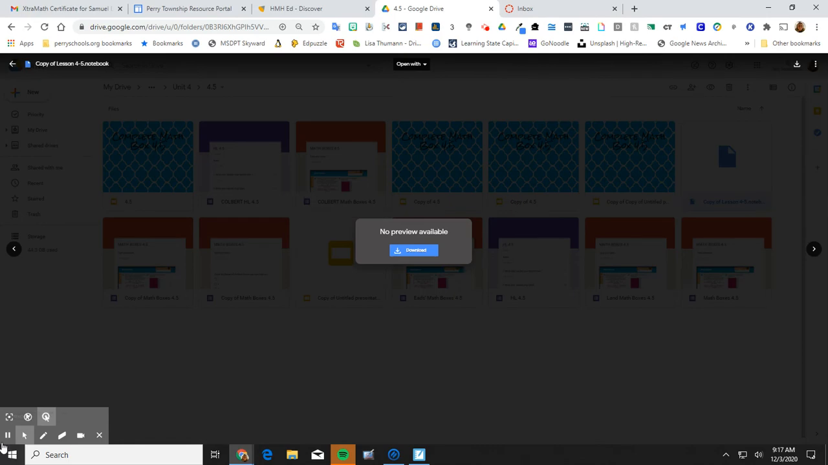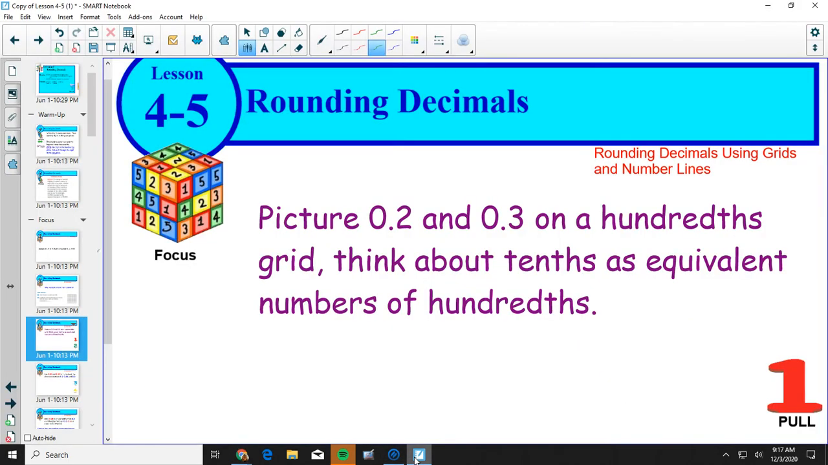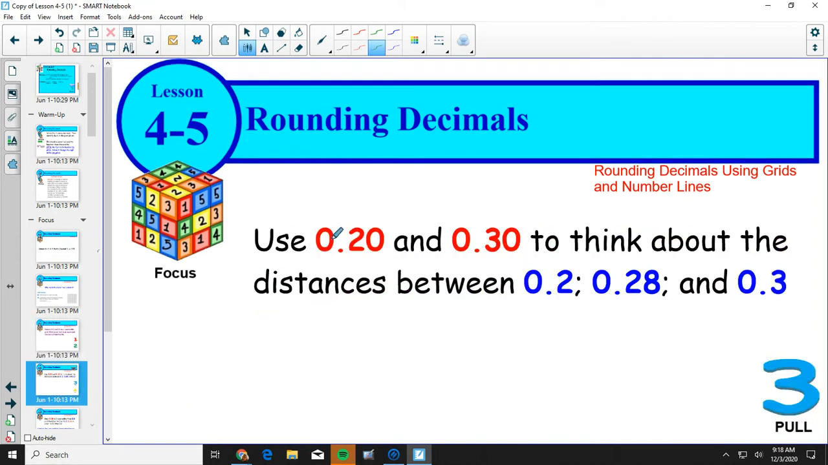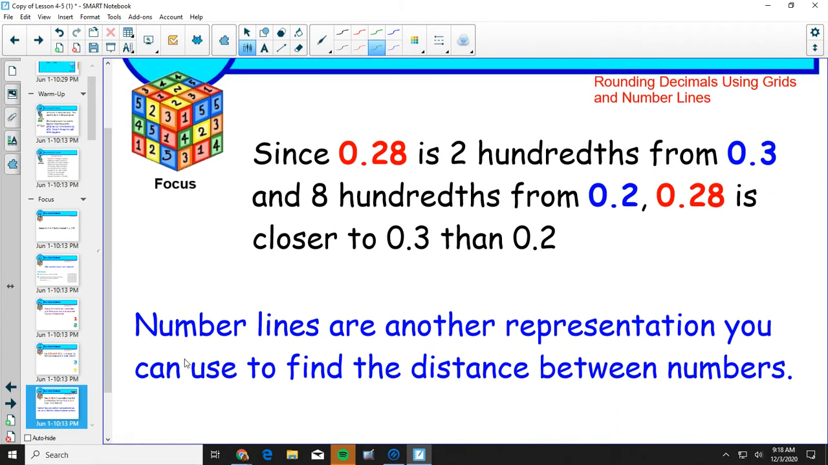Pause the video. What I want you to do is picture 2 tenths and 3 tenths on that hundredths grid and think about the tenths as equivalent numbers of hundredths. For 2 tenths, we should think of 20 hundredths, and for 3 tenths, we should think of 30 hundredths. So when we think about the distances between 0.2, 0.28, and 0.3, hopefully we understand that 28 hundredths is 2 hundredths from 3 tenths, and it's 8 hundredths away from 2 tenths. So 0 and 28 hundredths is actually closer to 3 tenths than it is to 2 tenths.